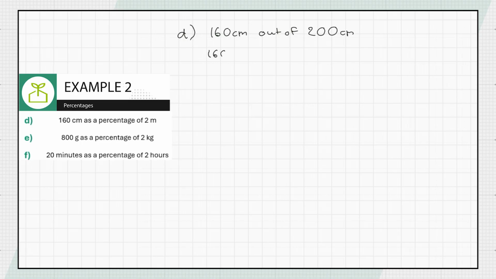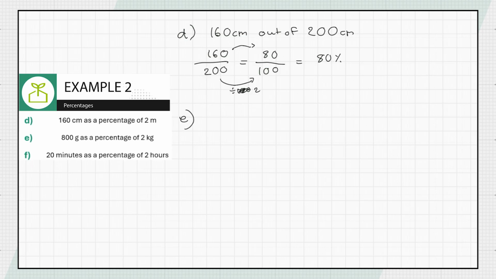And then we have 160 divided by 200. An easy way to do this would just be to convert this to a fraction out of 100. So to go from here to here, I've divided by 2, and I have to do the same to the top. So 160 divided by 2 is going to be 80, and 80 out of 100 is the definition of 80%.